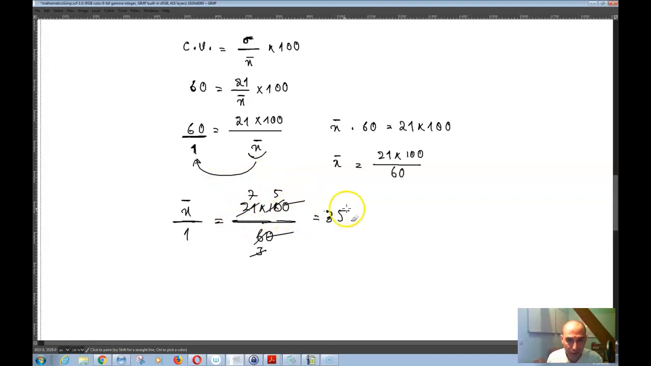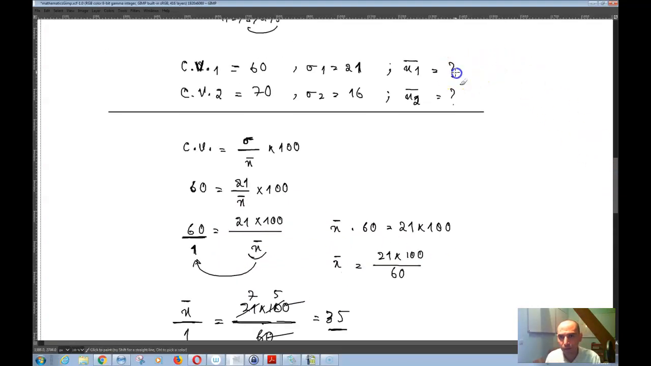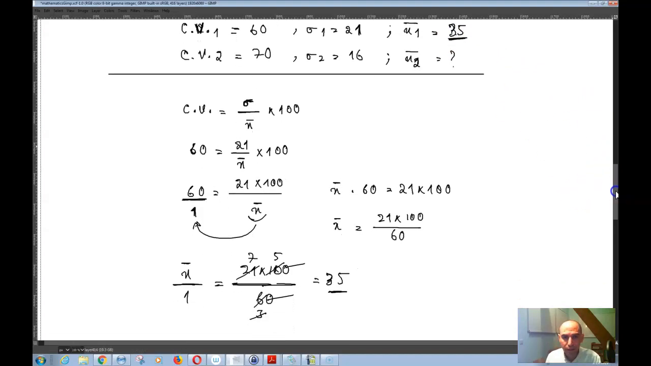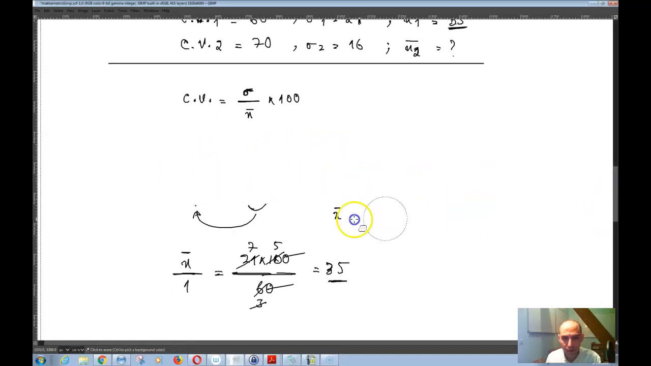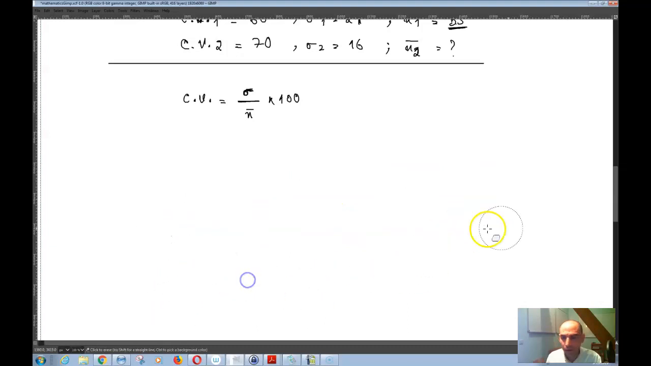So for the first distribution, your x bar is equal to 35. Now for the second distribution, you still can do the same thing, meaning that you can write again the coefficient of variation is equal to the standard deviation divided by x bar, which is the mean of the data, times 100.